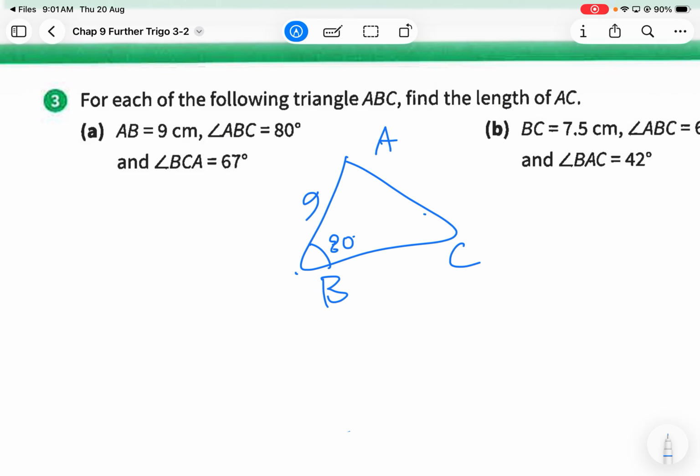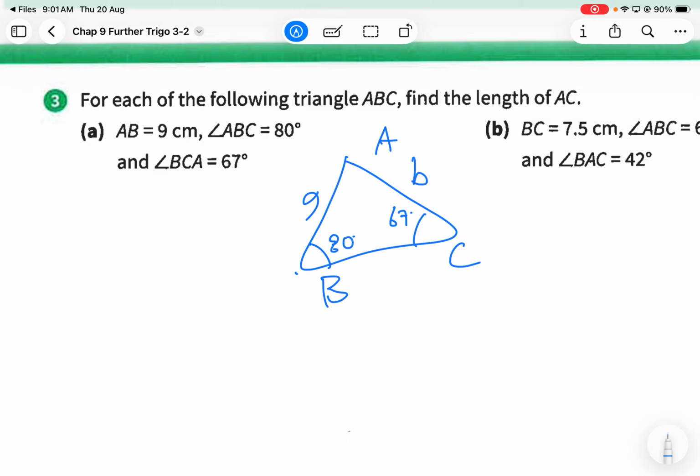BCA. Here 67. Got sketch. Can see. Sure easier to do. I will still sketch. Even now you ask me this question, I will still sketch. I don't go and imagine where is my AC. Okay? Then now I want to find AC.